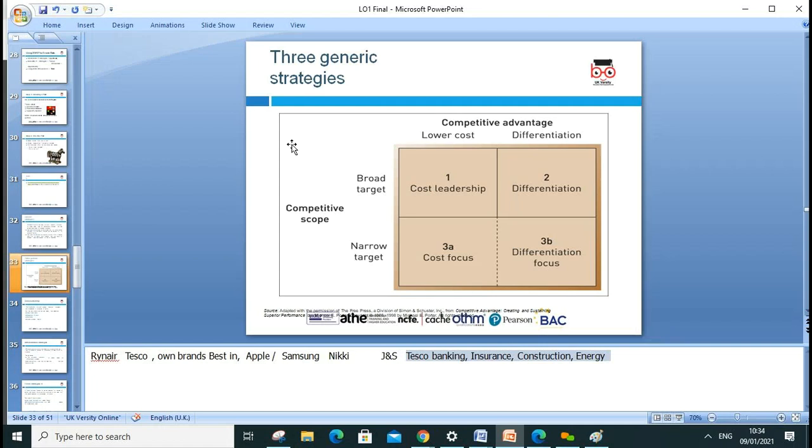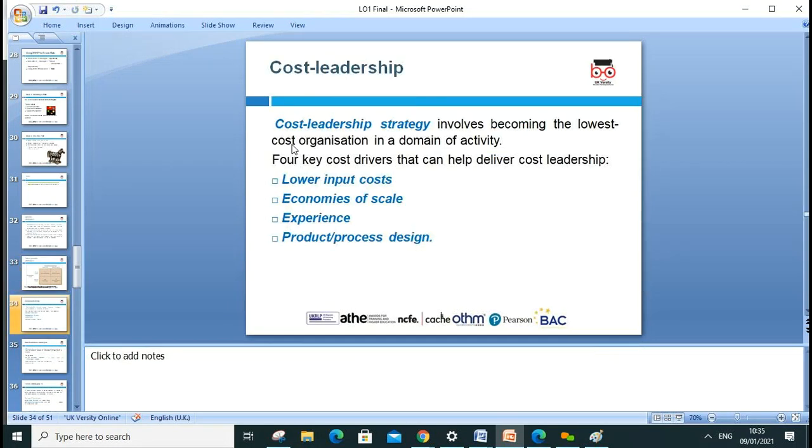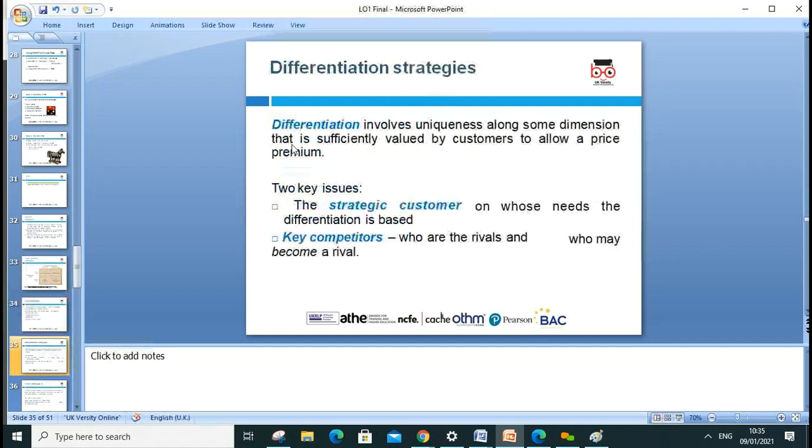So this is a broad target and this is a narrow target. This creates competitive advantage through low cost or through differentiation. It doesn't matter which one you want to adopt, you have to focus and you have to plan. So with cost leadership, when you have that strategy, it can involve cost-dominant activity, focus on the key cost driver, low input and labor costs, all the costs, economies of scale. You look at experience, product and process design, which reduce the costs.